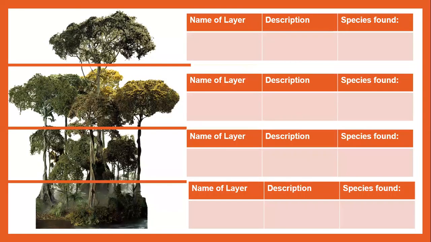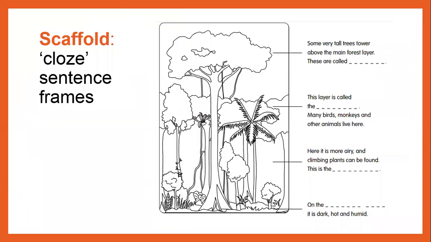And here's an example of how you can actually describe the different layers of the rainforest. So if you're unsure of how to describe the rainforest, you could use some of these cloze sentence frames. So for example, we know that some very tall trees tower above the main forest layer. These are called... Then this layer is called the... Many birds, monkeys, and other animals live here. And then here is a more airy... and climbing plants can be found here. This is the... what layer is that? And on the... it is dark, hot, and humid, and that can be a nice little guide to help you complete your sentences.